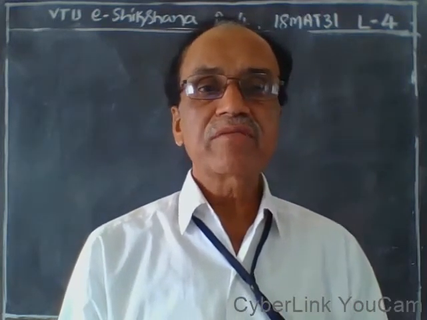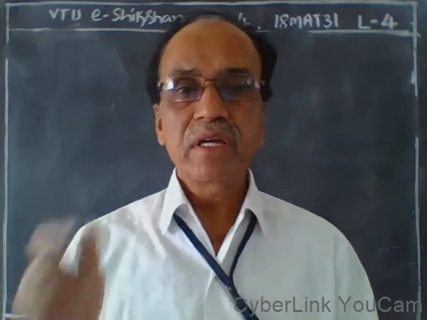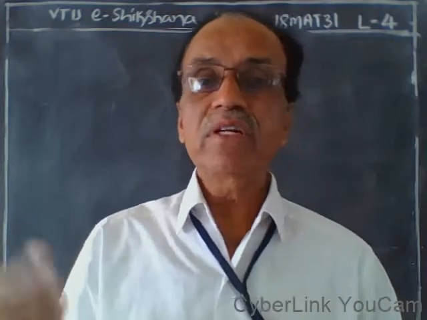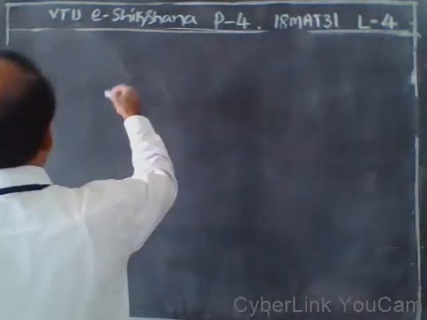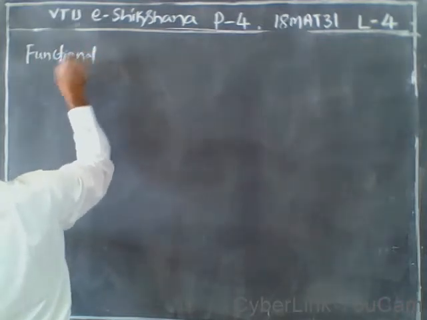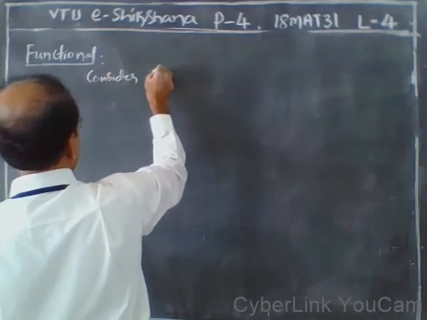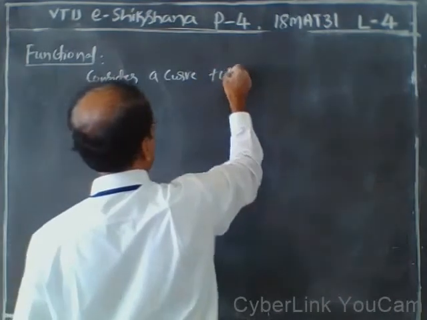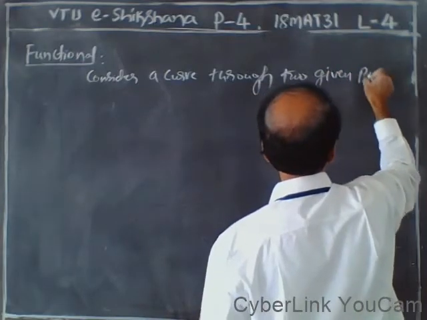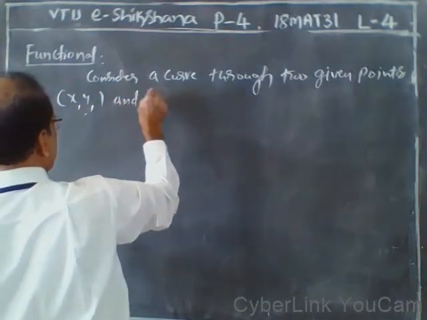Now, what is the meaning of a functional? Let us define it by taking a simple curve, and how that curve is going to be joined or referred to, where the curve passes through two given points. Let us start with the definition of a functional. Consider a curve through two given points, say x1, y1 and x2, y2.